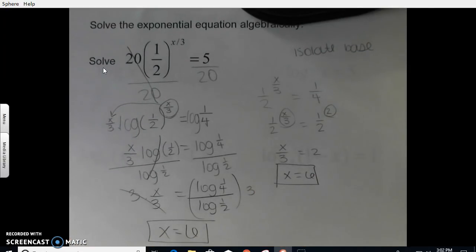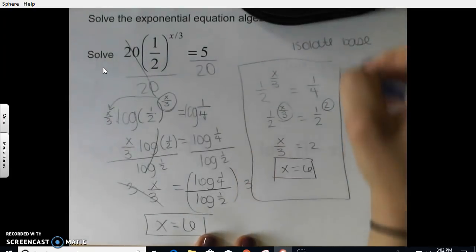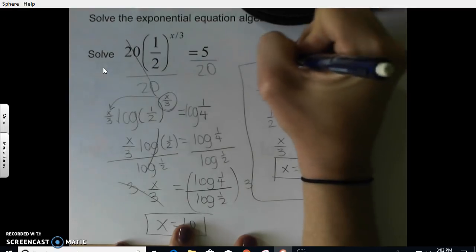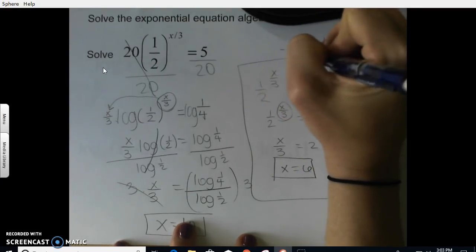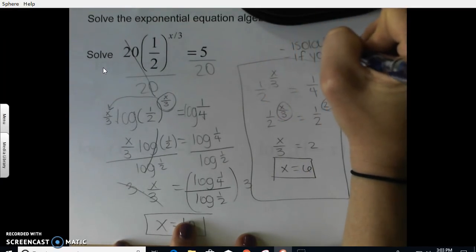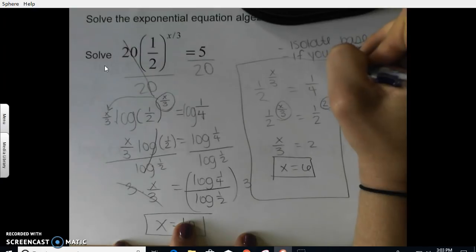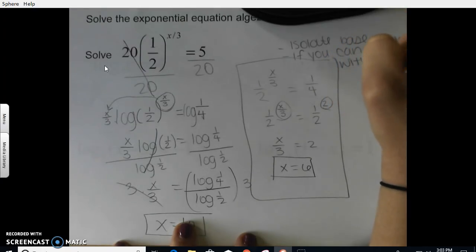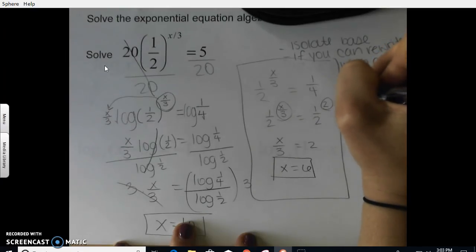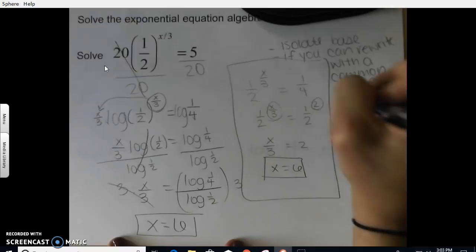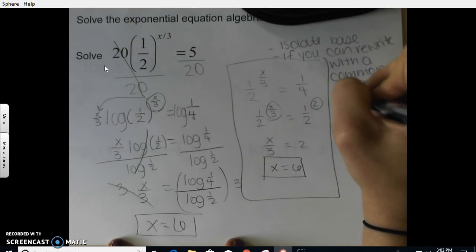Which way was a lot simpler? This way. What does that tell us? We isolate our base. If you can rewrite with a common base, that's what we do. If we can't rewrite with a common base, then we must log both sides.